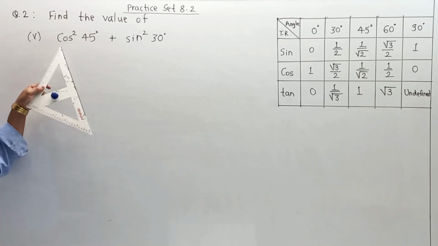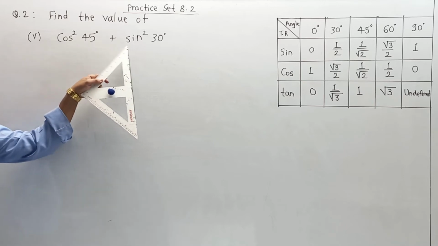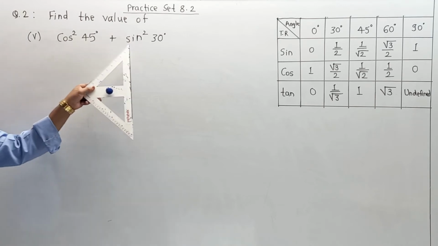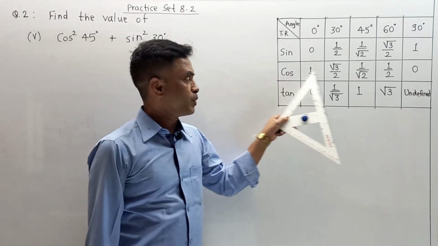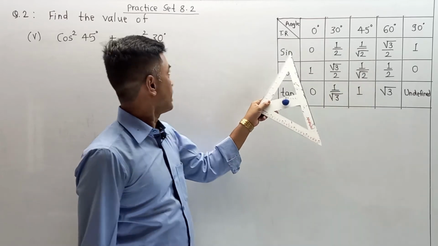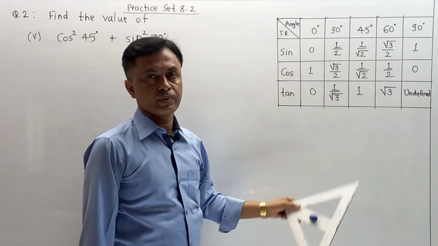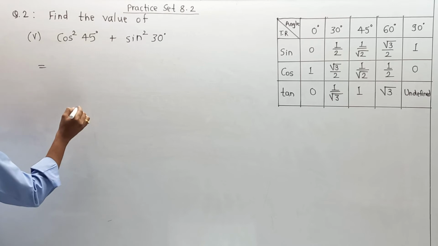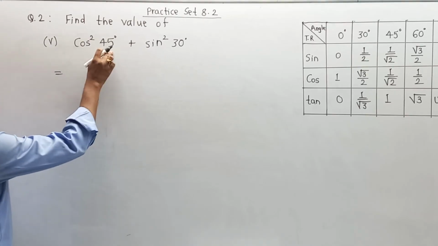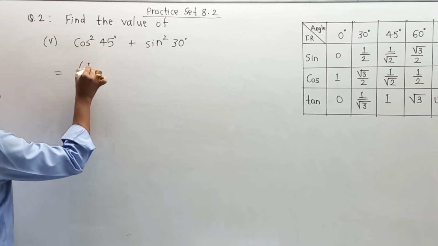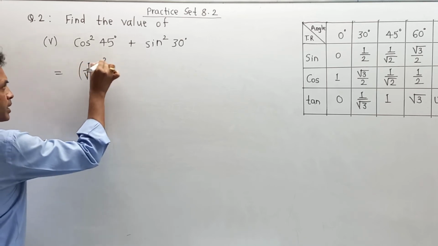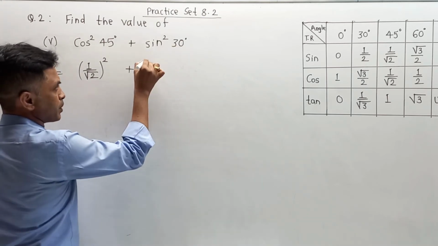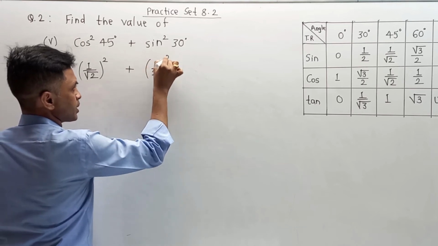Now numerical number 5 is cos square 45 degree plus sin square 30 degree. This means we need the value of cos 45 degree in terms of a square and sin 30 degree in terms of a square. We know cos 45 is 1 upon root 2 and sin 30 is 1 upon 2. Making the simplification over here, first cos square 45. We know that cos 45 is 1 upon root 2, so this value becomes 1 upon root 2 bracket square plus sin square 30. The value of sin 30 is 1 upon 2 and again it is in the form of a square.